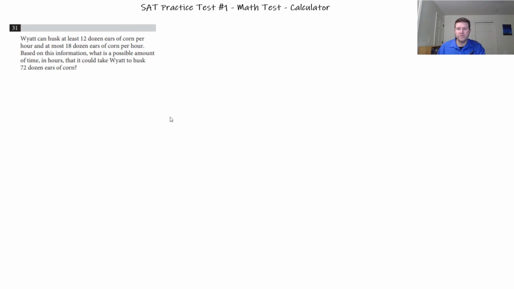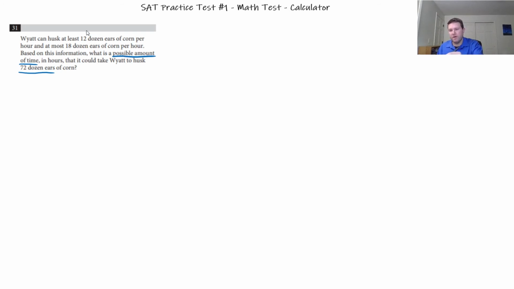31 is the first of the grid-in problems on the calculator section here, and remember that the difficulty resets once the grid-in starts. So 31 is actually an easy one, don't overthink this too much. They want to know a possible amount of time it would take for Wyatt to husk 72 dozen ears of corn. Don't get too caught up on the dozens here. They're just there to confuse you. Just think of them as single units, like 72. How long does it take him to do 72?